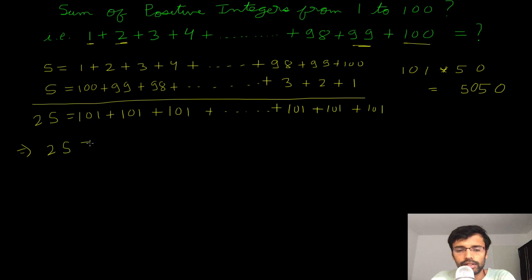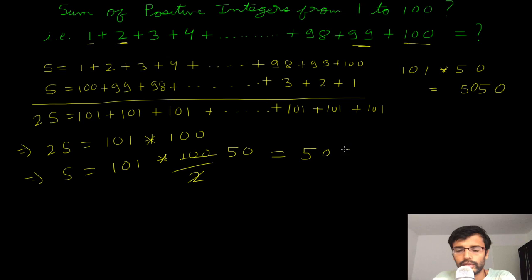Therefore 2S is equal to 101 times 100, or S is equal to 101 times 100 divided by 2, or this is 50, and this is equal to 5050. So either you could directly think of this in this way, or you could think of this sum on this line. Okay, so now let us ask one more general question.